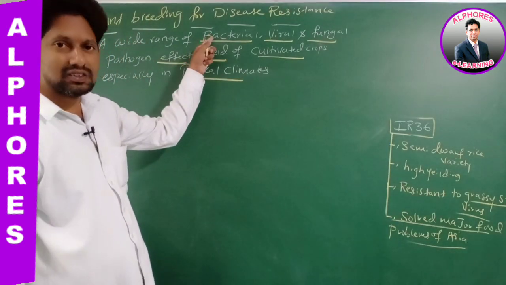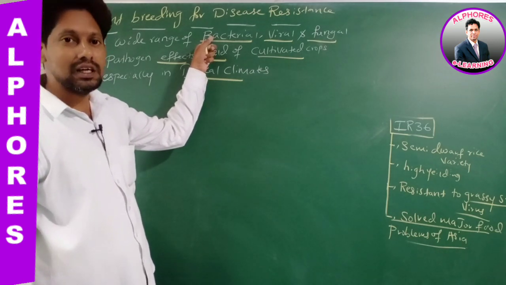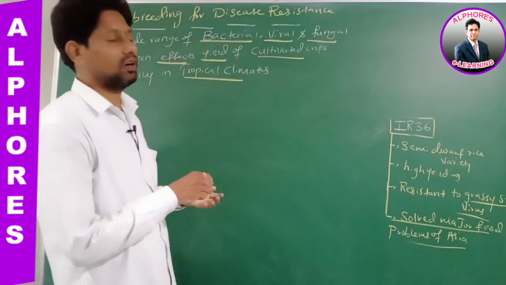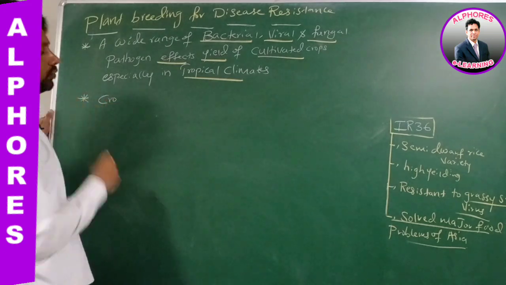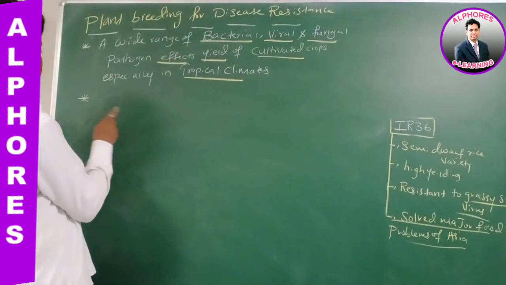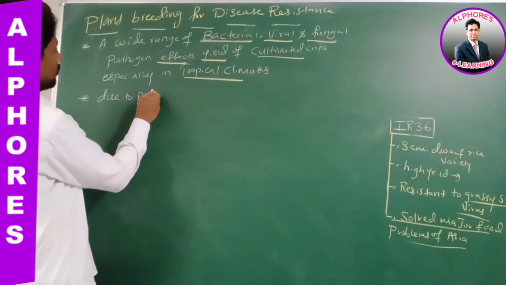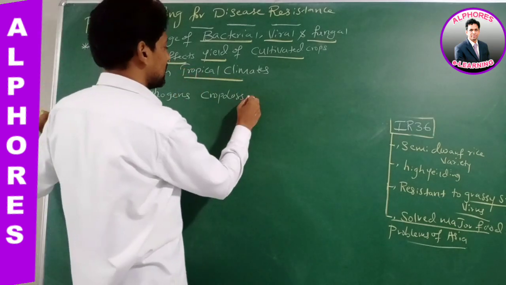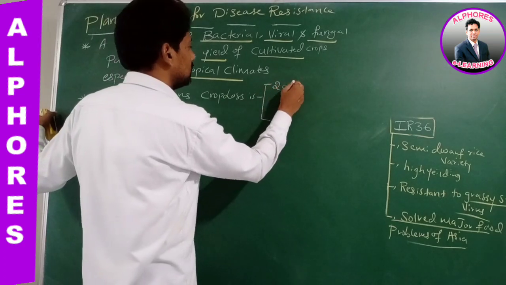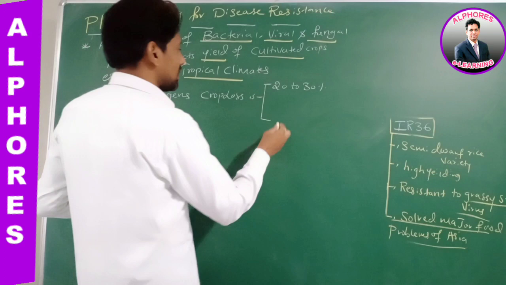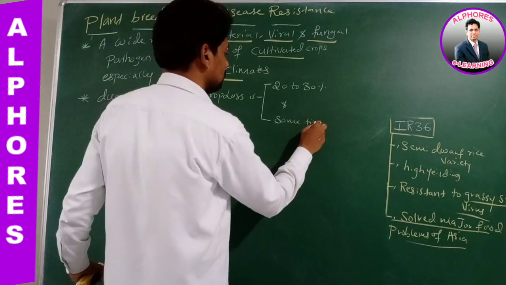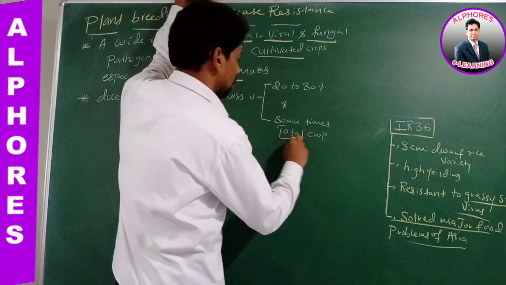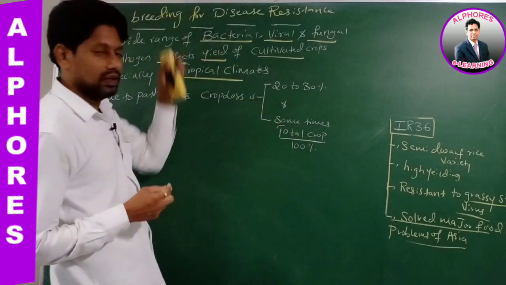Due to these bacterial, viral, and fungal pathogens, the yield of crop is reduced by 20 to 30%, and sometimes the total crop is lost. Due to pathogens, crop loss is 20 to 30%, and sometimes the total crop is lost. Total crop means 100%, right? Yes or no?